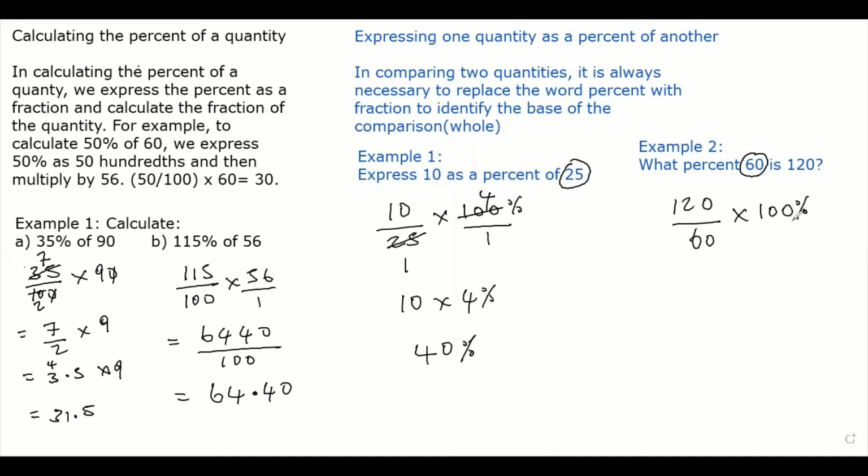Note that 100% is the same thing as 100 over 1. Now we can do a little bit of reducing here. So we can see that we can get one group of 60 out of 60 and two groups of 60 out of 120. So what we're left back with is 2 times 100%. And 2 times 100% would give us 200%. Therefore, 120 as a percentage of 60 is equal to 200%.